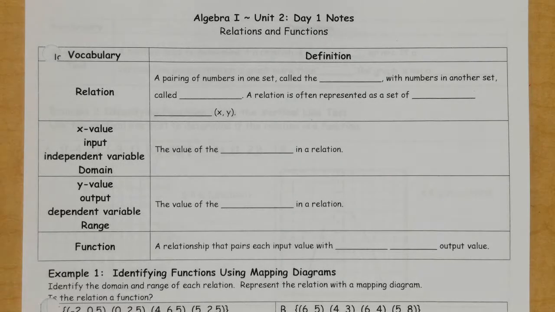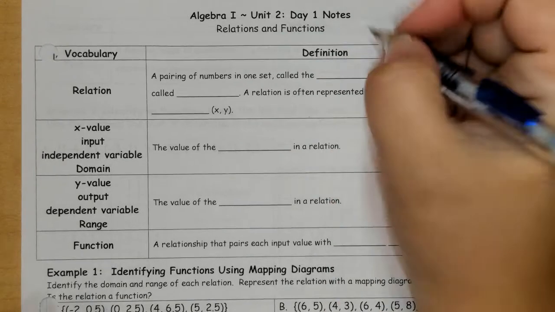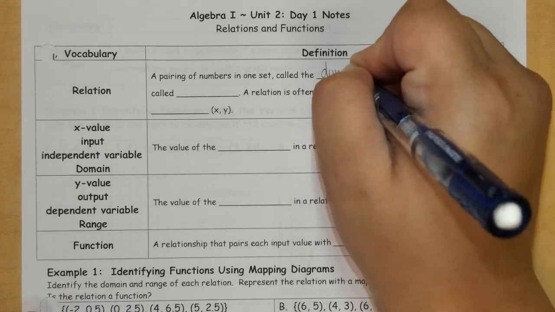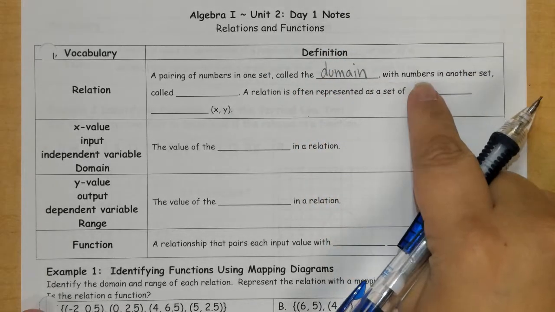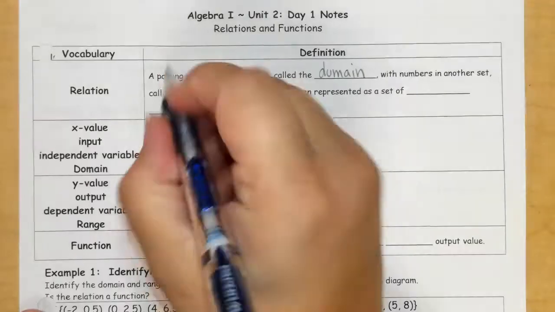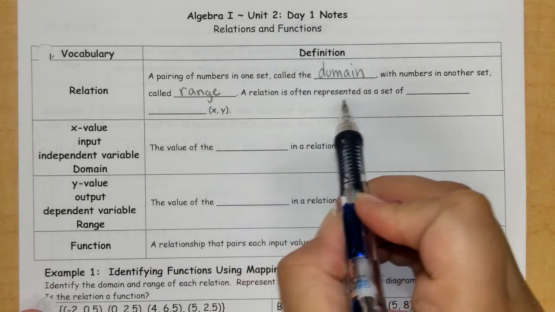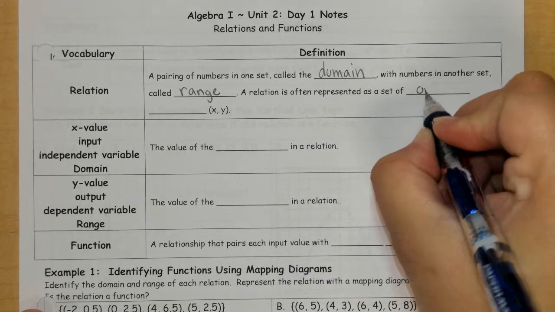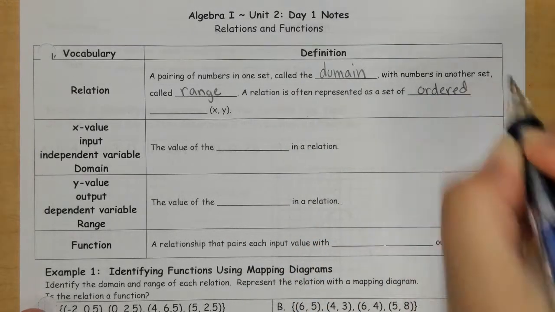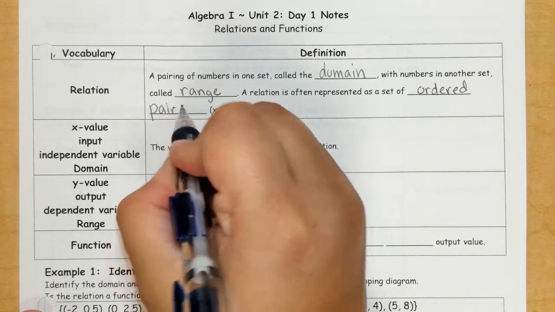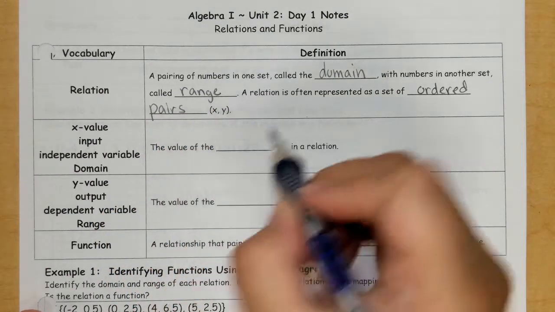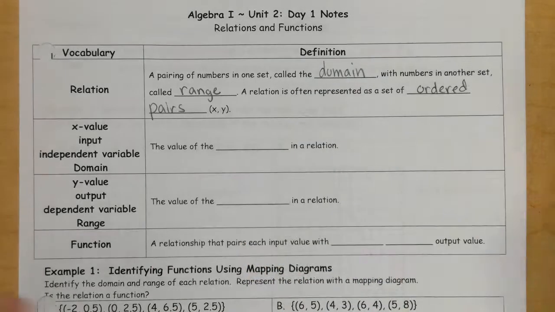For Unit 2, Day 1 notes, relations and functions. So a relation is a pairing of numbers in one set called the domain, with numbers in another set called the range. A relation is often represented as a set of ordered pairs, which are (x, y). So when you see this on a graph, it's like any graph that you see. Any picture on a graph, that's a relation.